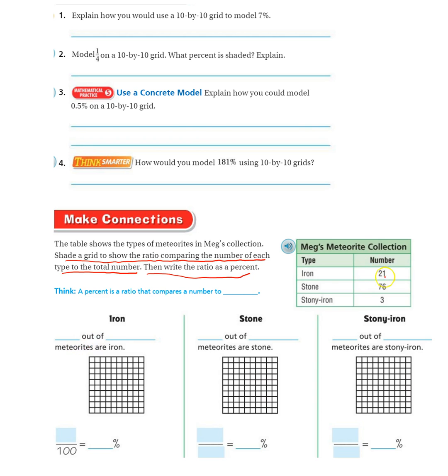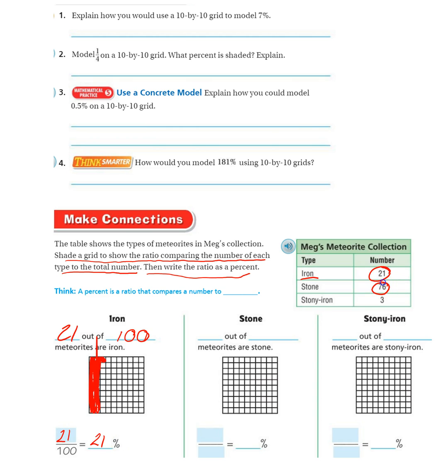So iron, here's iron, it's 21 out of 100. Here's our grid. We need to shade 21. So each column is 10. There's 10, 20, and 1. So that's 21 out of 100, or 21% or per 100.